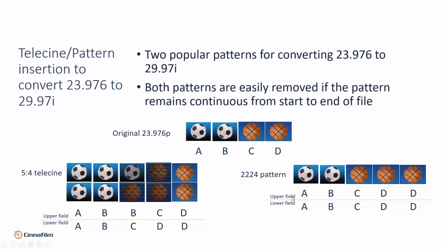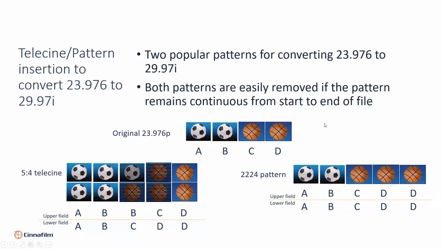For frame A, we got AA, BB, CC, DD, DD. So you just repeat every 4th frame, and it just goes on and on. And if you wanted to undo this, you just remove every 4th frame, and you magically get back to 23976. So that's where this 2224 pattern comes from. You have 2 of the A, 2 of the B, 2 of the C, and then 4 of the D.